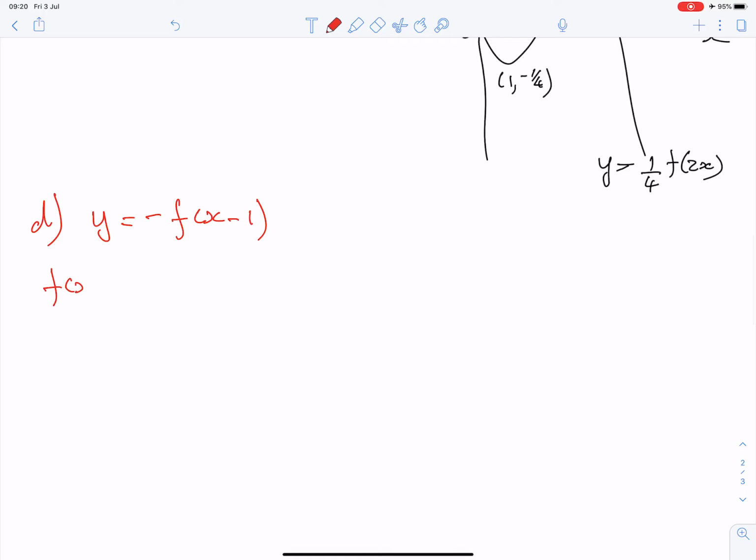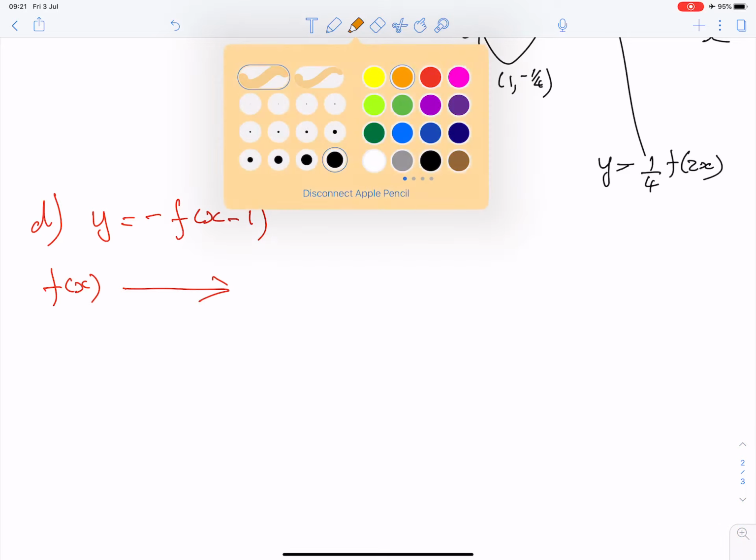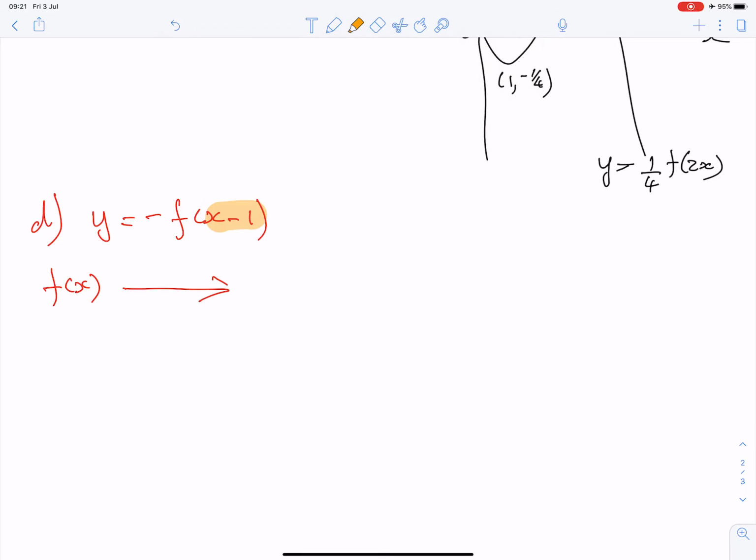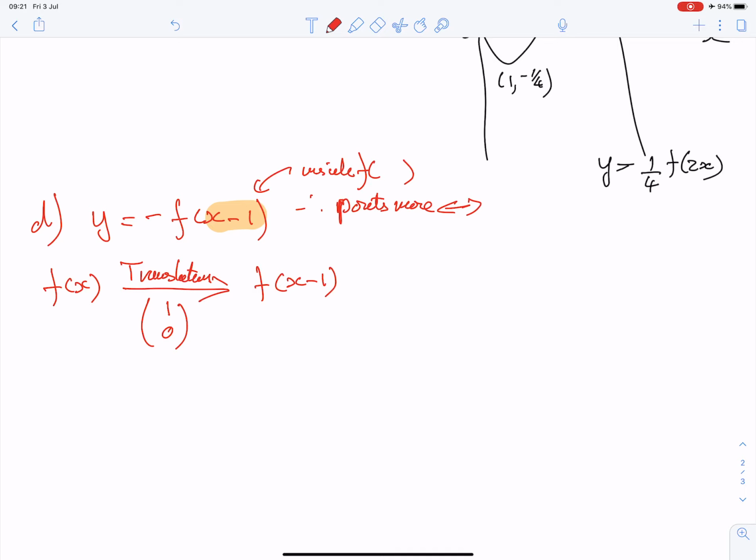Okay, so if we start with f of x, our original shape, the first change, if you imagine building it up, the first thing we'd have to do is subtract 1. So that is inside the f bracket, isn't it? Therefore, points move from side to side. So it's going to be a translation, because we're adding or subtracting something. And this time it's the opposite to what you expect, so it's 1 to the right. So translation, 1 to the right gives f of x minus 1.